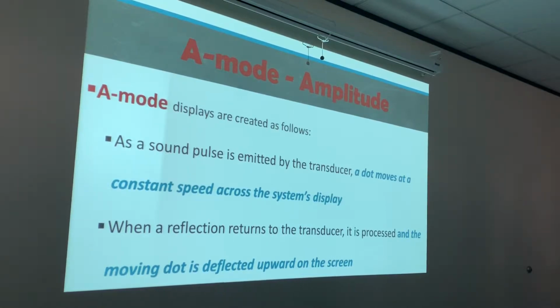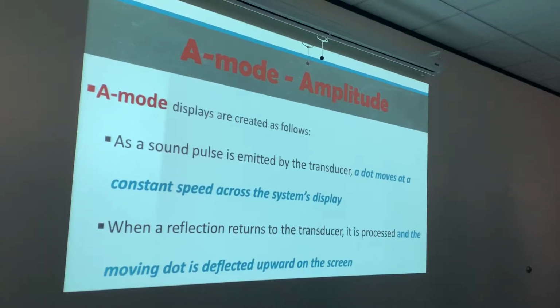So, A mode. As a sound pulse is emitted by the transducer, a dot moves at constant speed across the system display. When the reflection returns to the transducer, it is processed and the moving dot is deflected upward on the screen. Because we don't use amplitude mode anymore, I couldn't find an image or a GIF to display it. I'd equate it to EKGs.